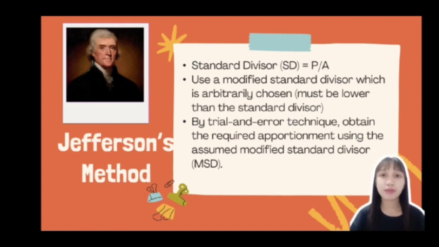In Jefferson's method, we need to compute the standard divisor in the same way as Hamilton's method. Standard divisor SD equals P over A. Use a modified standard divisor which is arbitrarily chosen and must be lower than the standard divisor. By trial and error technique, obtain the required apportionment using the assumed modified standard divisor.